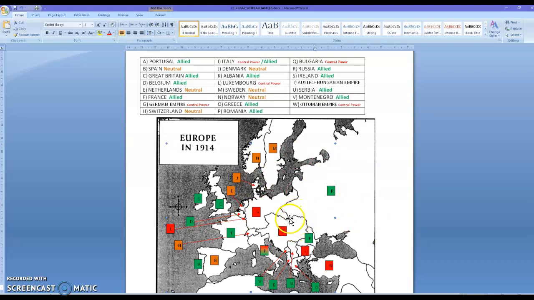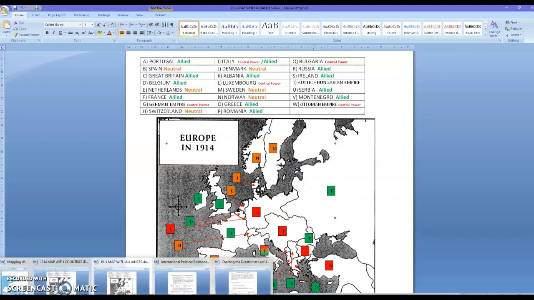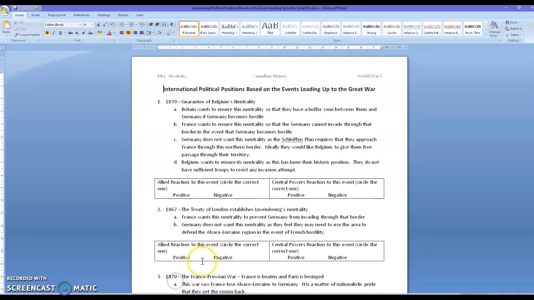Okay, so now that we have kind of the players set up, I'd like you to open the next document, which is called International Political Positions Based on the Events Leading Up to the Great War. Sorry, coffee again. Okay, so here's what I want you to do.